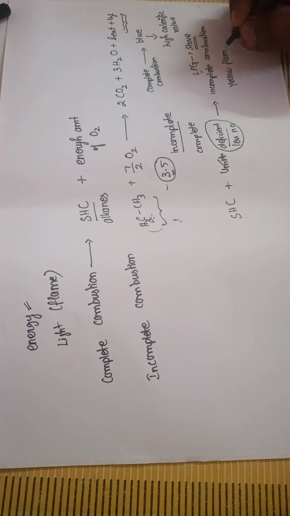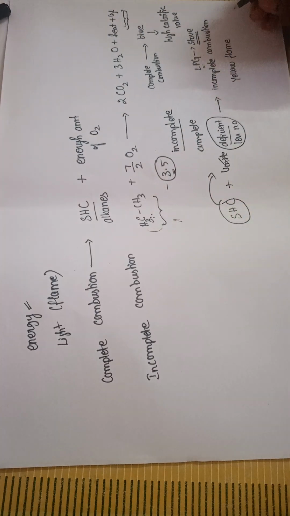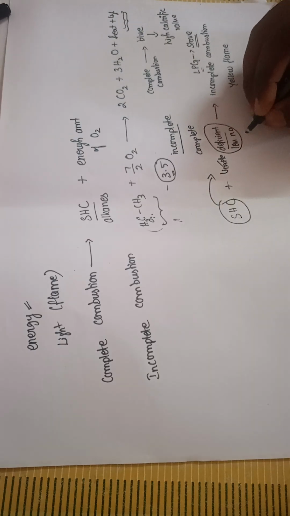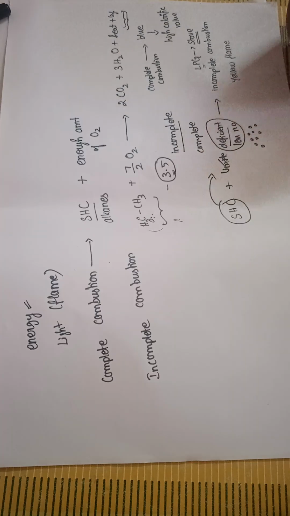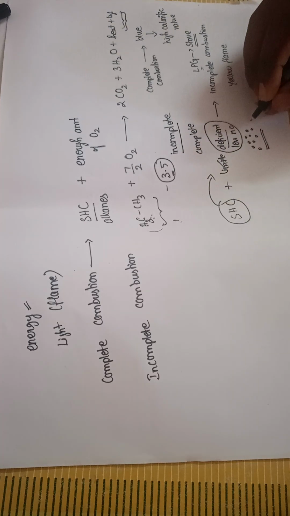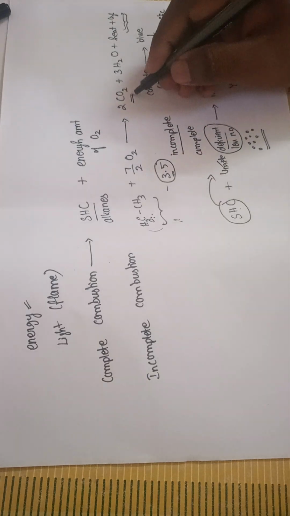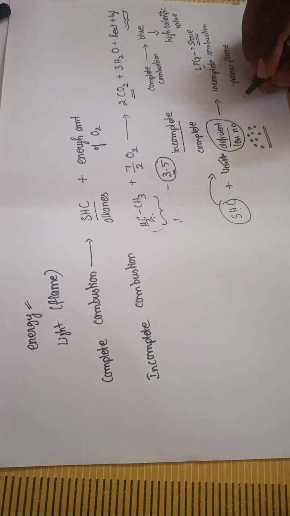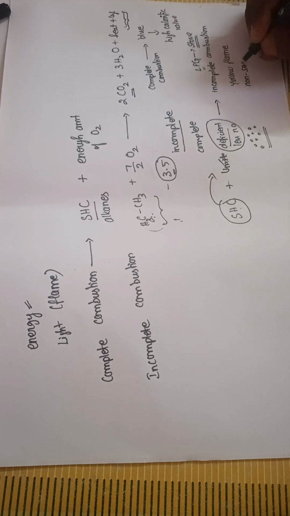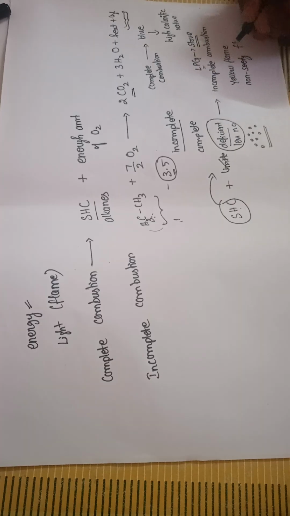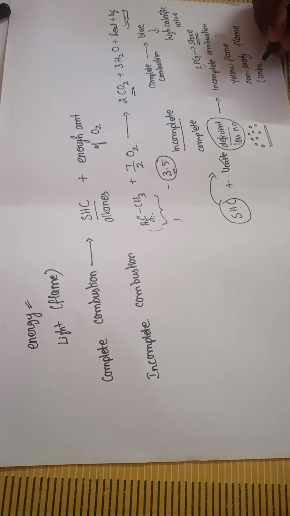So in a yellow flame, all our hydrocarbon is not completely combusted, which means there will be uncombusted, unburnt carbon particles. If all the carbon undergoes combustion, it will give carbon dioxide. If there is unburnt carbon, it will get deposited, which is otherwise known as a sooty flame. So a sooty flame means the flame which produces unburnt carbon particles.